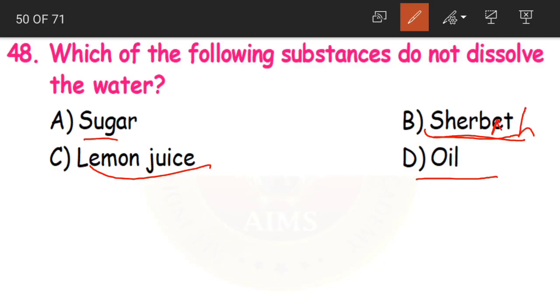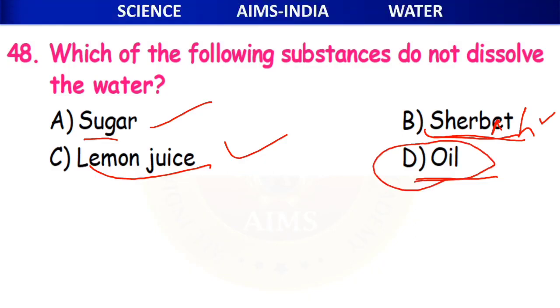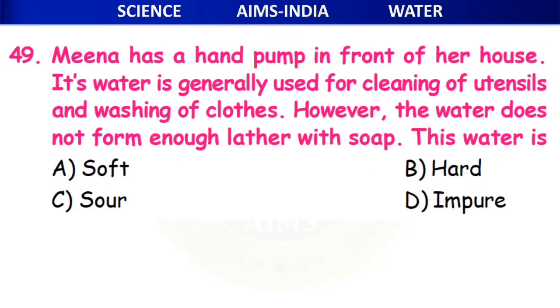Sharbat is a type of juice mix, which we mix in the water and then drink as a cool drink. The substances used in making this sharbat, that is the juice, are going to dissolve in the water. Even sugar dissolves, even lemon juice dissolves. Only oil is left. So oil will not dissolve in the water. Clear, children? Now the 49th question.